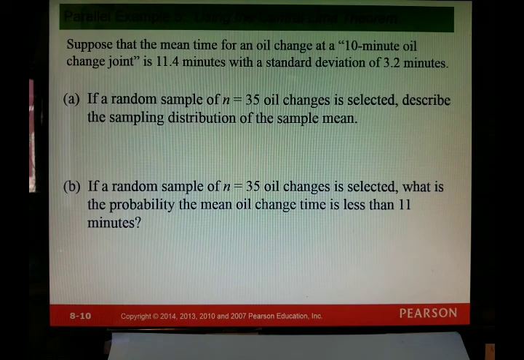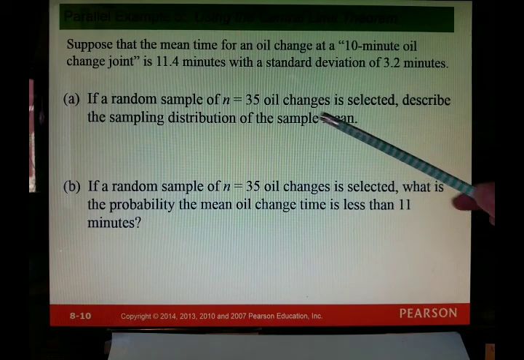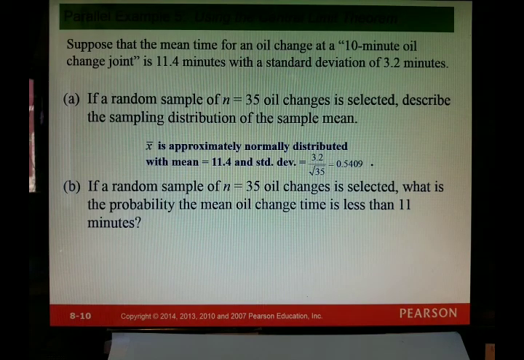So suppose that the mean time for an oil change at a 10-minute oil lube is actually 11.4 minutes with a standard deviation of 3.2. You're going to take a random sample of 35 oil changes; describe the sampling distribution of the sample mean. We're taking 35 in our sample, so it doesn't matter if my original population was normal or not, because we're talking about the sampling distribution of a sample mean. As long as it's 30 or more, normality will occur. So we will say that the sample means will be normally distributed.